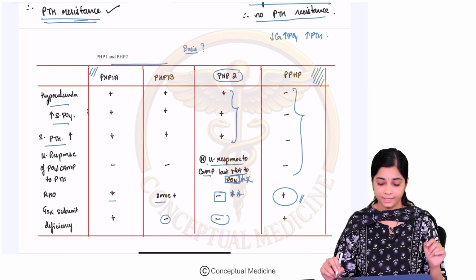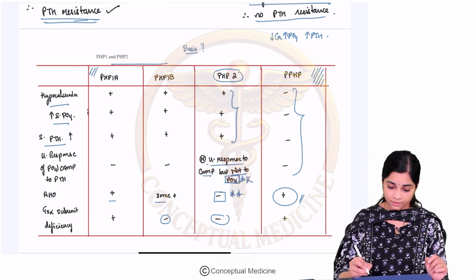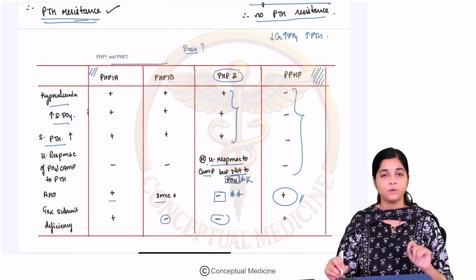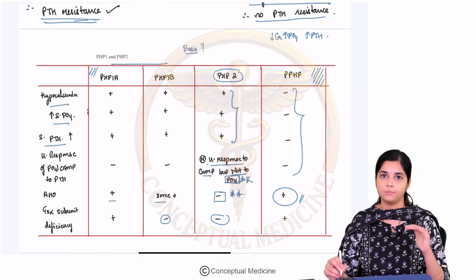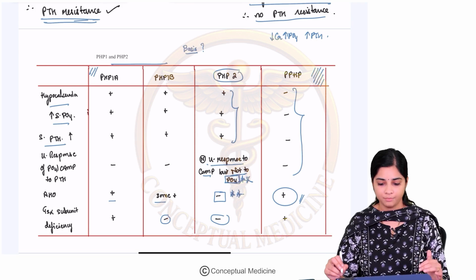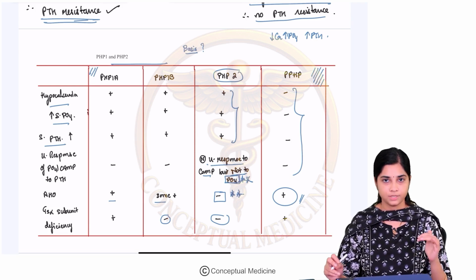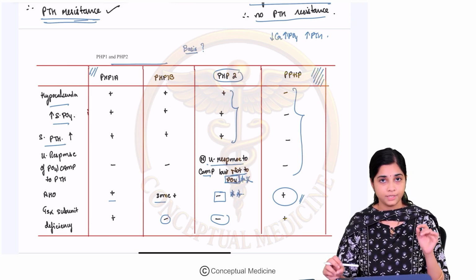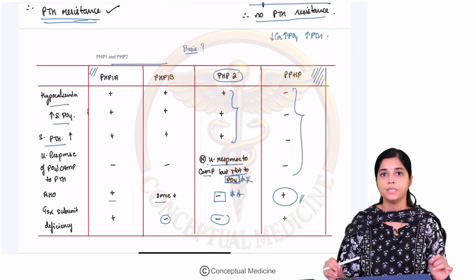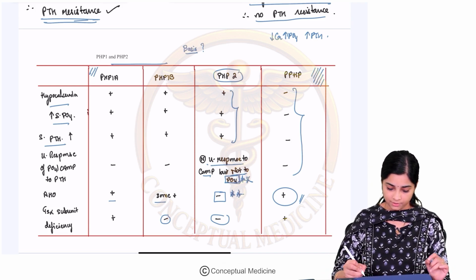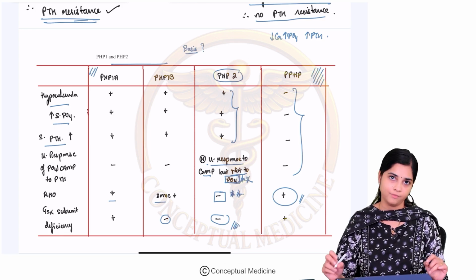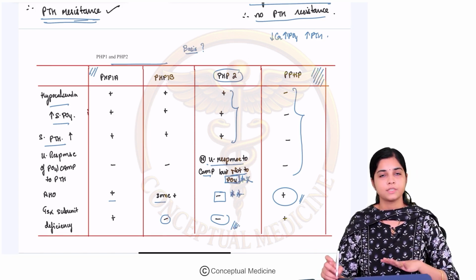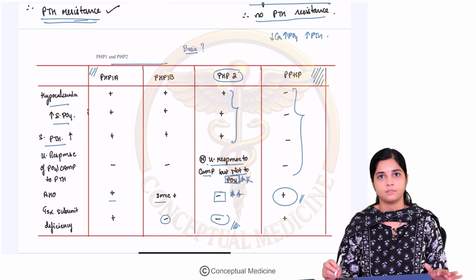In your PHP type 2, you will have a problem only with your urinary response to phosphate, but all the other biochemical parameters will be present because there is a problem with the urinary response to phosphate, but you do not have an AHO phenotype because it's not because of a GS alpha subunit deficiency. Okay, clear? So this is about your pseudo-hypoparathyroidism.